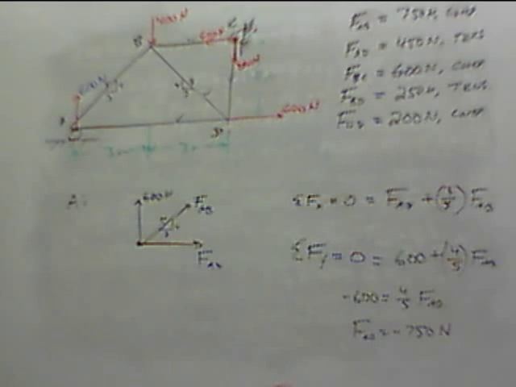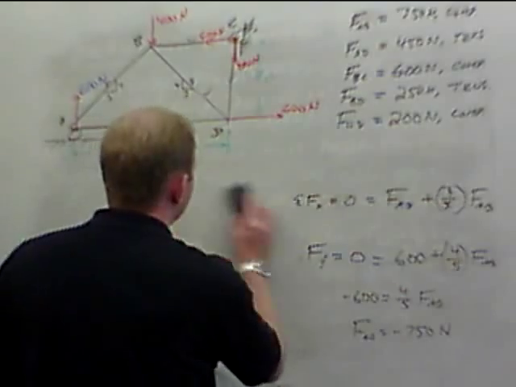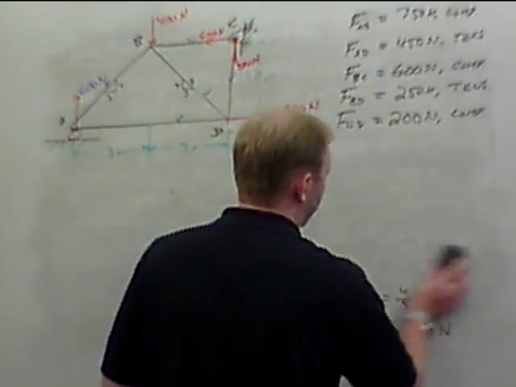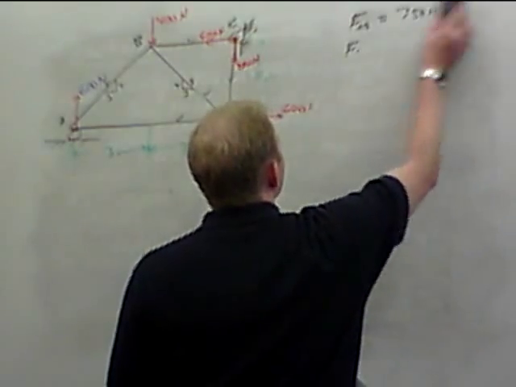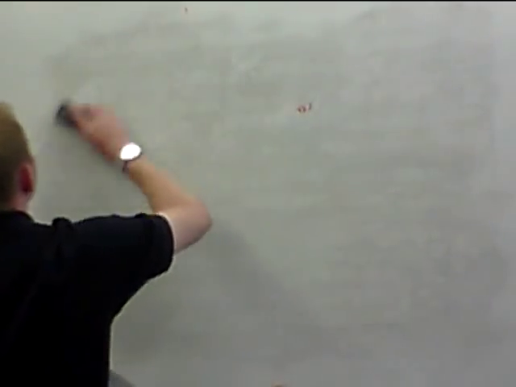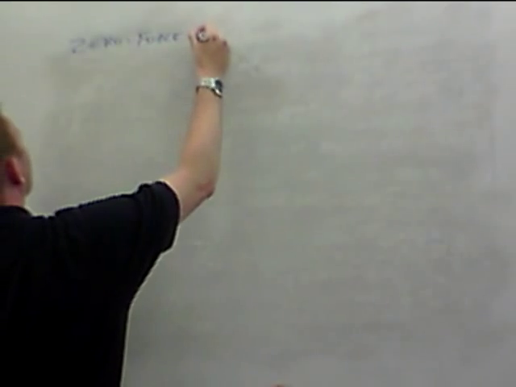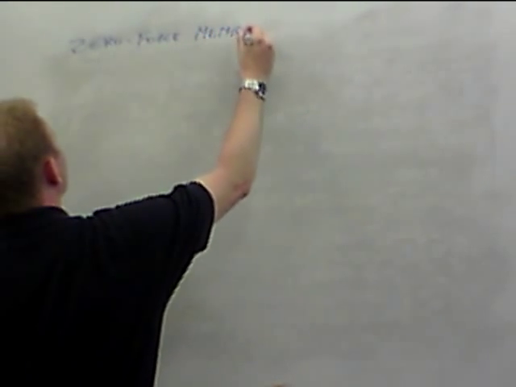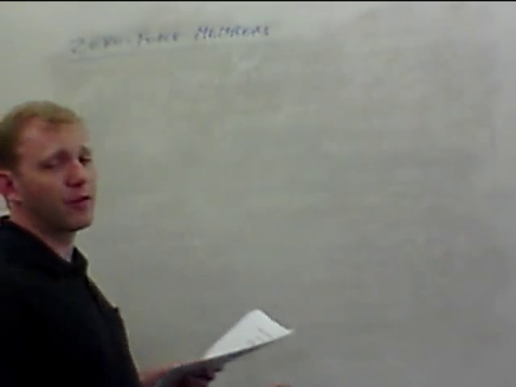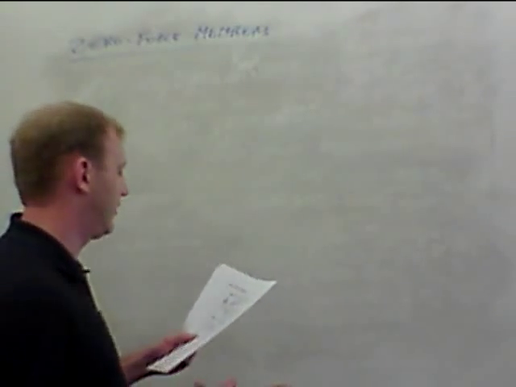The next piece we have to look at is a trick that sometimes will allow you to shorten these a little bit. There's another method of solution called the method of sections, which sometimes is shorter, but in both methods of solution, sometimes if you can spot what are called zero force members, that can save you some time. A zero force member is just a member that supports no load, no tension, no compression.